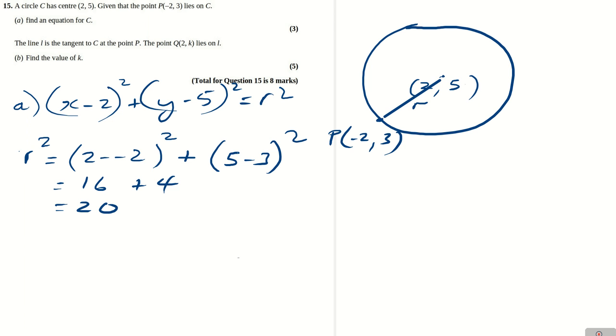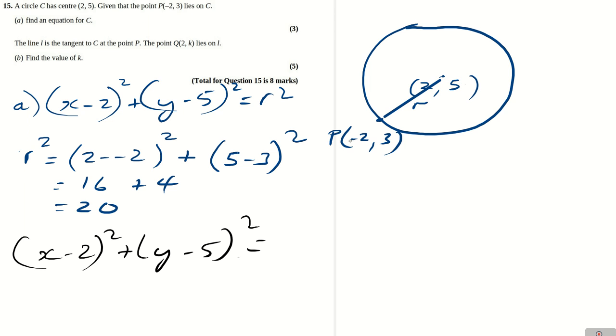And now we can just write down the equation for part A. (x − 2)² + (y − 5)² = r², but we've just worked out, using the point P on the circumference of the circle and the centre (2, 5), both of which we're given, that the radius squared is 20. So that's the equation.